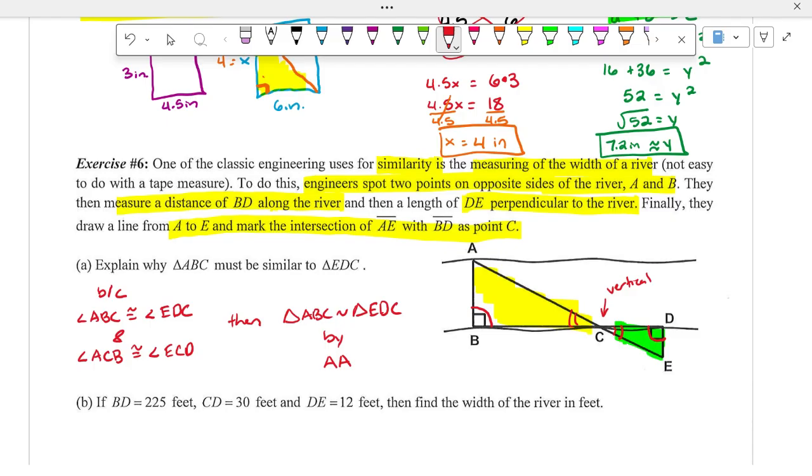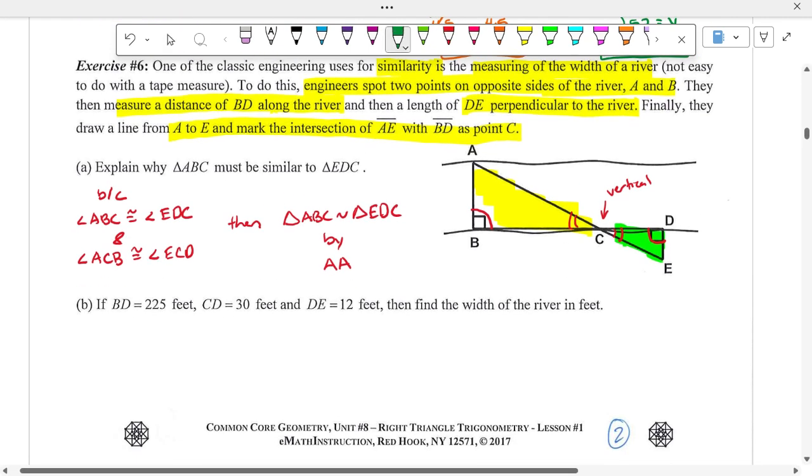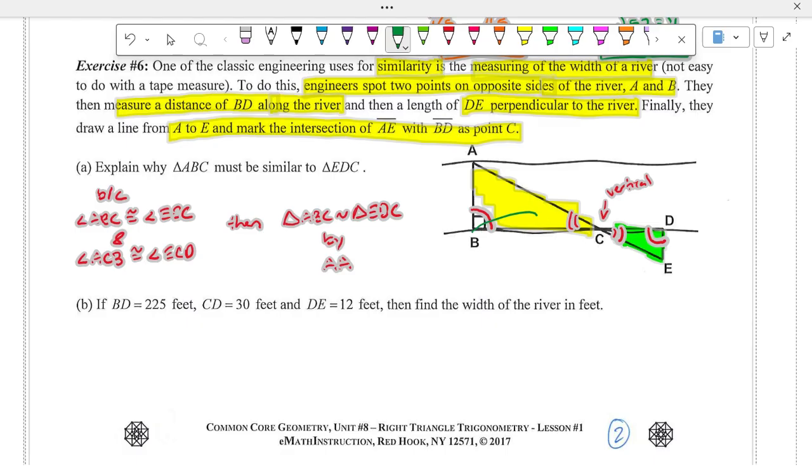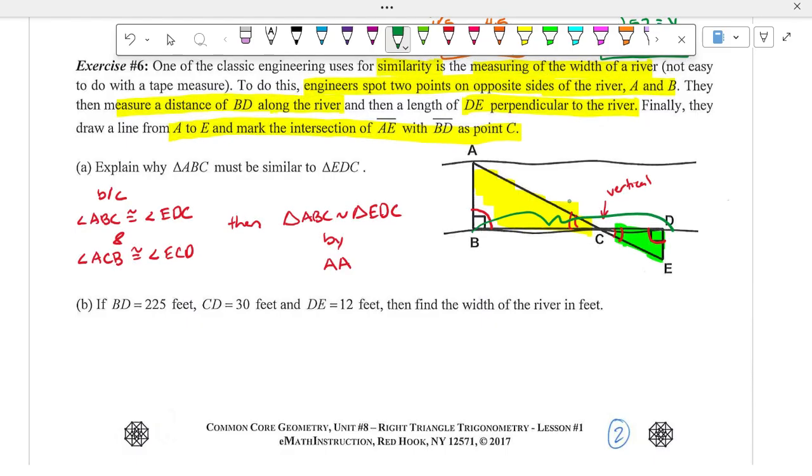We had 2 angles that we knew for a fact were congruent because of geometric properties. Because obviously 90-degree angles are always going to be congruent to each other. And we had a set of vertical angles. So now let's do some side assumptions. So BD, the length of BD, this entire length right here is 225. CD, this little length right here is 30. And DE, this little length right here is 12.